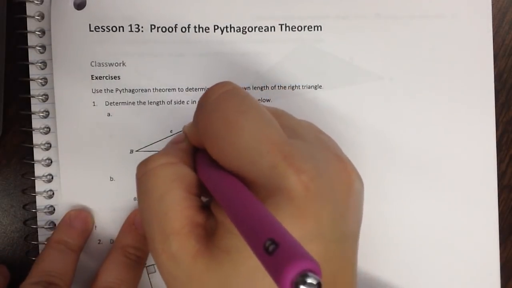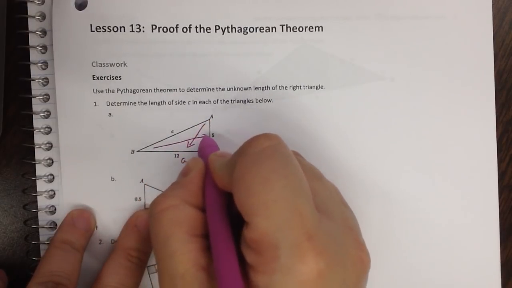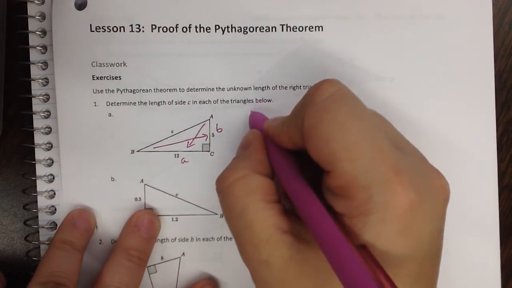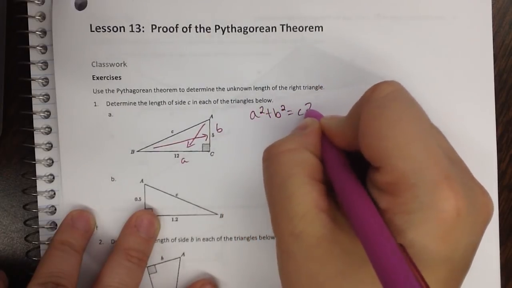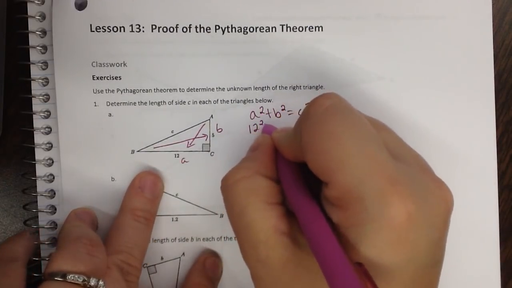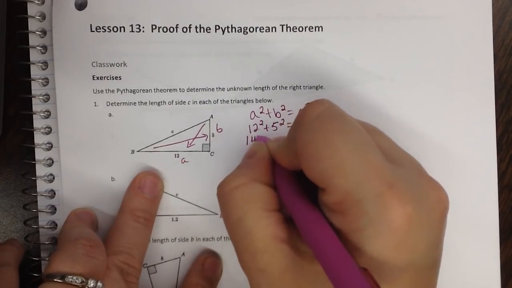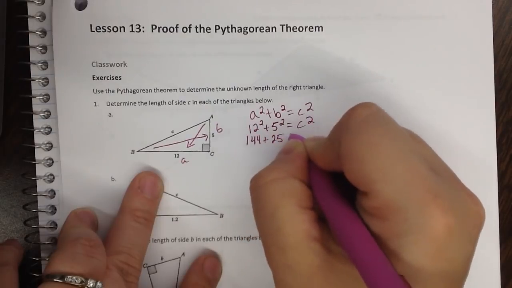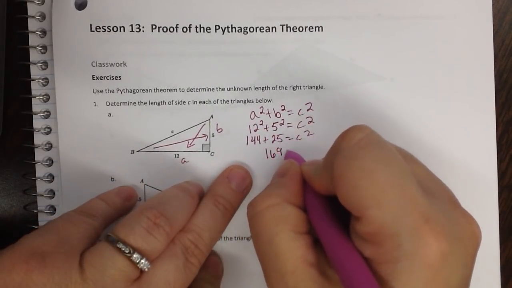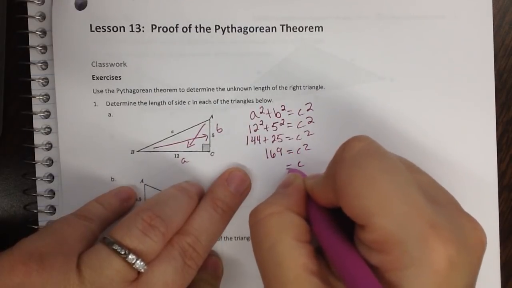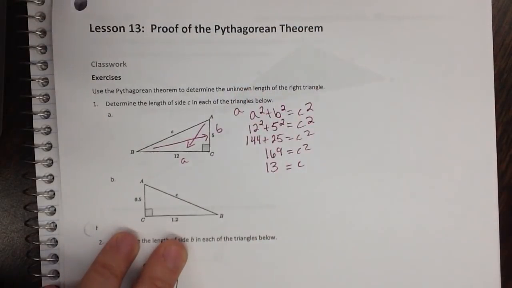So across from A is 12, and across from B is 5, so we're going to plug it into the Pythagorean theorem. A squared plus B squared equals C squared. 12 squared plus 5 squared equals C squared. 144 plus 25 equals C squared. Add those together, get 169 equals C squared. C is 13. So that's A.